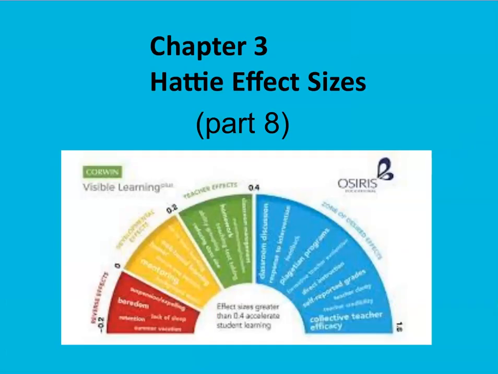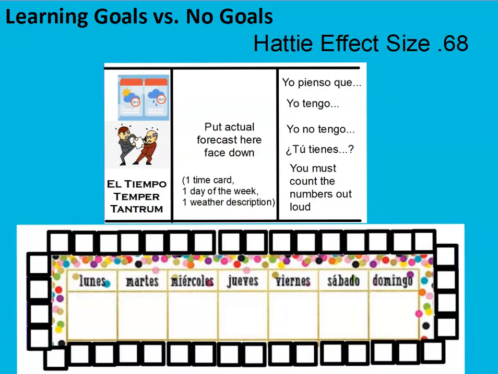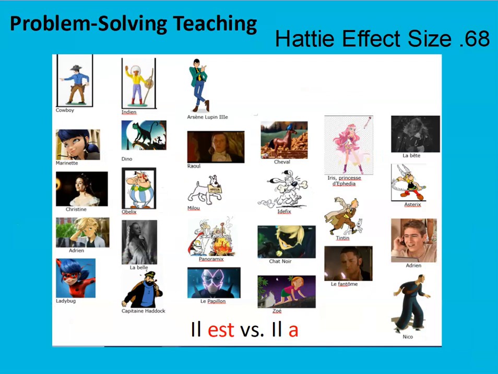We're still talking about Hattie effect sizes. We have one more after this because I broke them down so that we're about 10 minutes per episode. The Hattie effect sizes are super easy to get to when you're using a game-based approach. Today we're talking about learning goals versus no goals. Hattie effect size 0.68. Simply put, you tell the students why you chose this particular game to help them work on this particular skill. It's that easy. Bam, you hit that effect size.